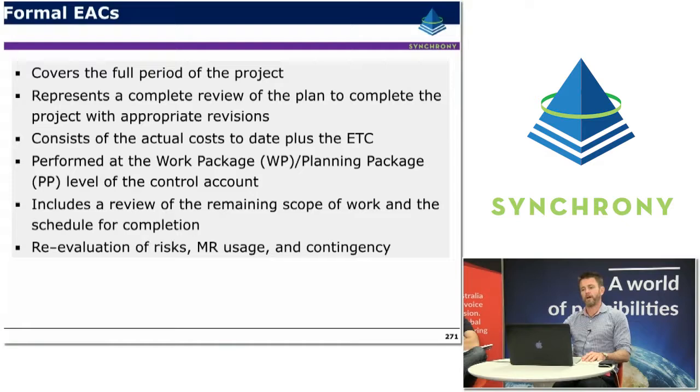Formal EACs, which are often run on larger projects, cover the full period of the project. They represent a complete review of the plan against the project with appropriate revisions. They consist of the actual cost to date plus the EAC. They tend to be performed bottoms up, so at the work package and planning package level of the control account. It includes a review of the remaining scope and the schedule for completion of work, and a re-evaluation of the risks, the usage of MR and contingency. So a formal EAC is basically a bottoms-up approach of looking at all of the remaining work and rolling up those estimates of resources and costs.